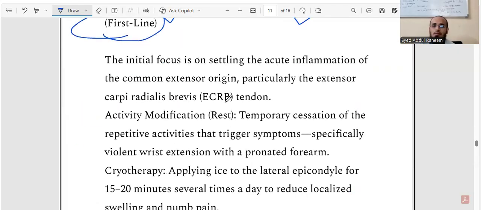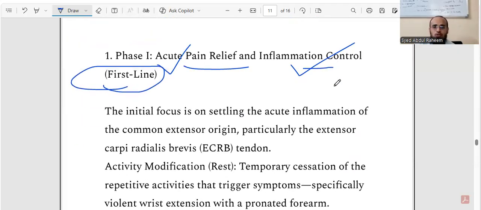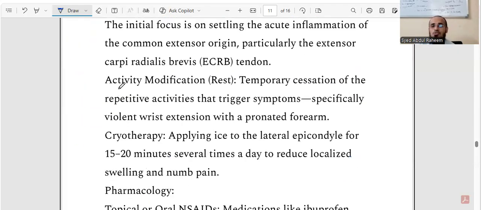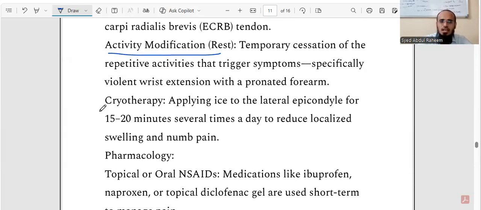So what will happen? Acute pain relief or inflammation control. What will they do? They will advise to take rest. Whatever things are triggering the pain, you should avoid. These are the first things. Electrohomeopathy doctors also advise the patient to avoid whatever things are triggering this pain. First thing. Next is cryotherapy, means applying ice.